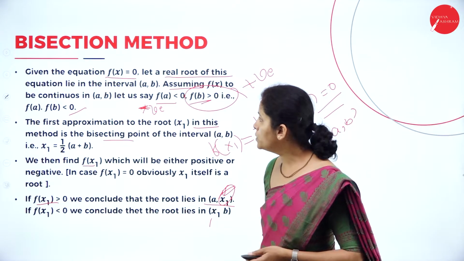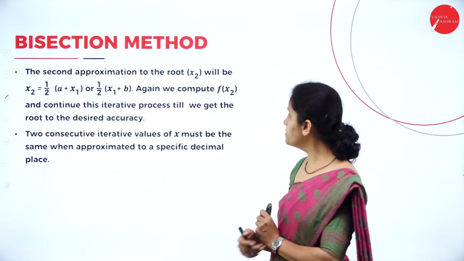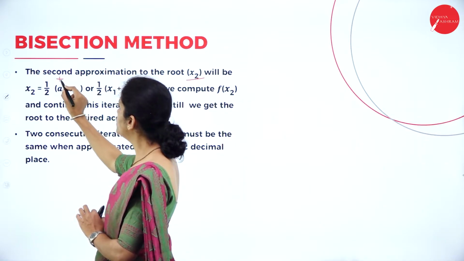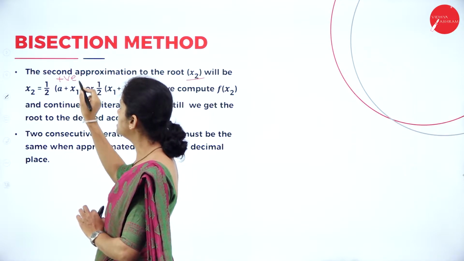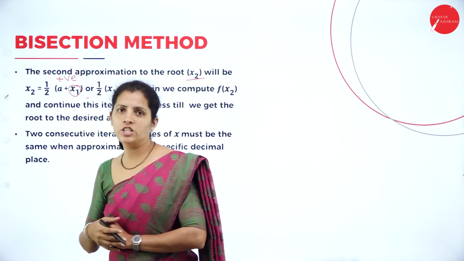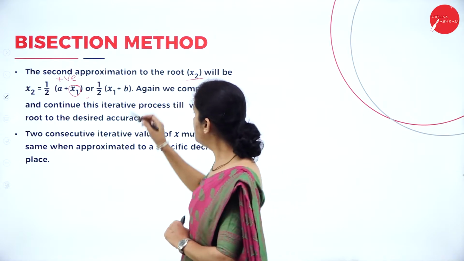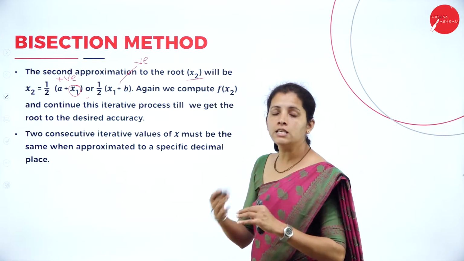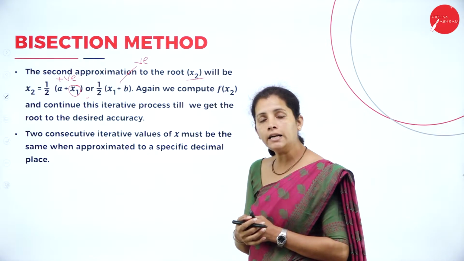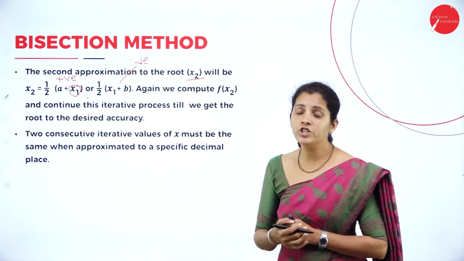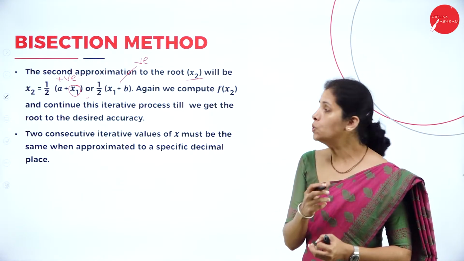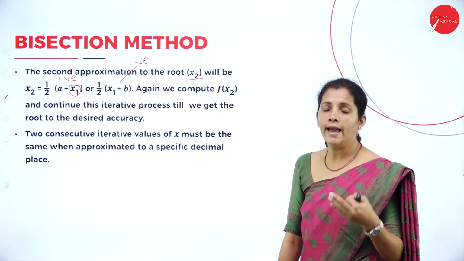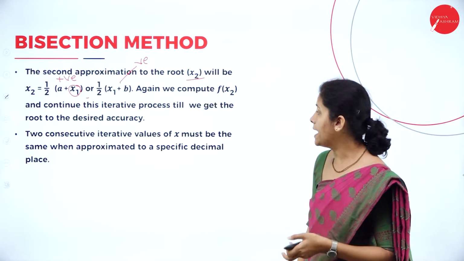Now, dear students, if I consider the second approximation, that is x2, then if it is a positive number, I'm going to change the b value, and if it is a negative number, I'm going to change the a value. This method continues until I reach the exact root, so x2, then x3, x4, x5, up to xn.